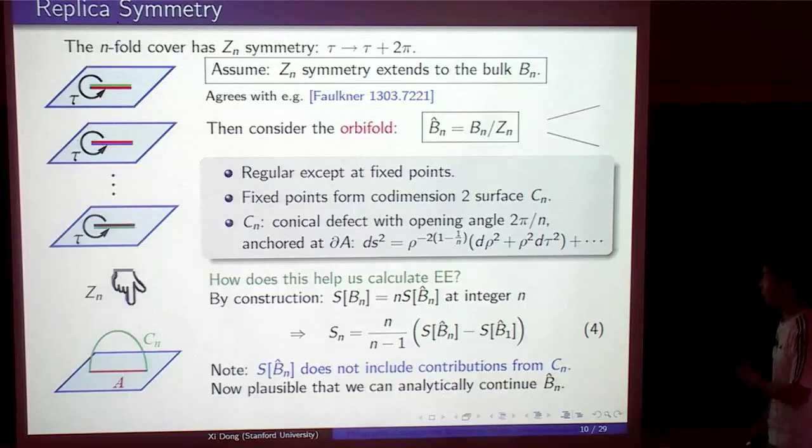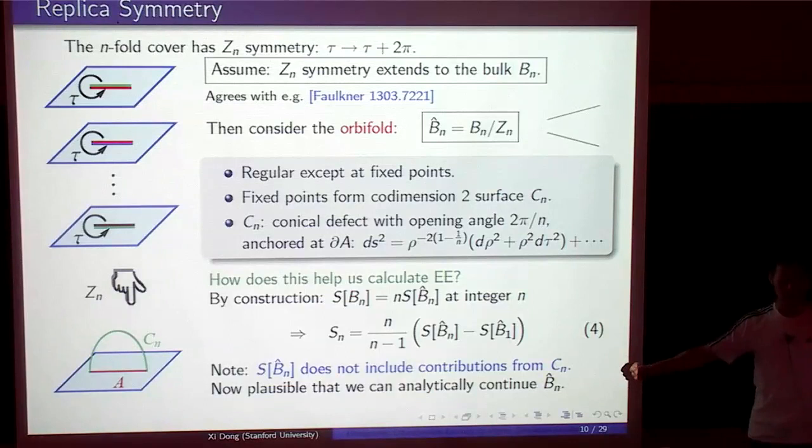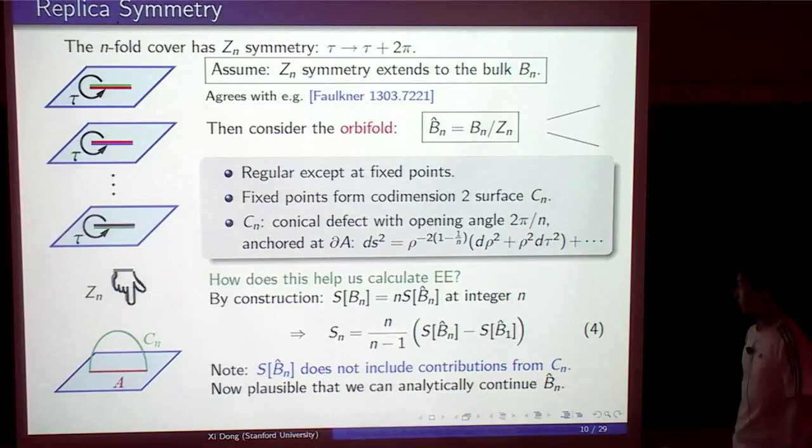In general, this codimension 2 surface could be, for example, disconnected. It can have two intervals, it can be disconnected, and so on. And it also is a conical defect with an opening angle 2 pi over n. The reason for that is we started with a regular space. Remember that we have to solve all equations of motion in the bulk when we consider the parent space. So once we do an orbifold, we necessarily produce a conical space.